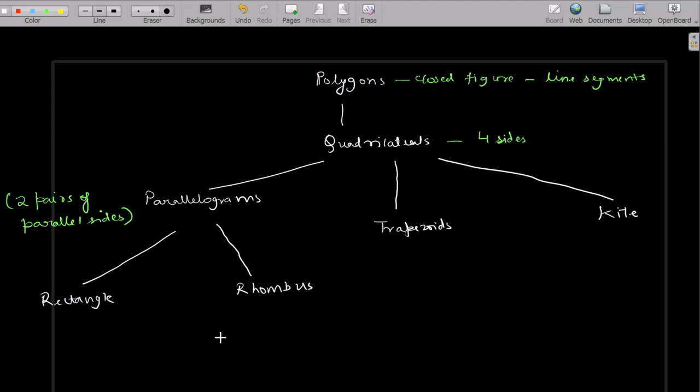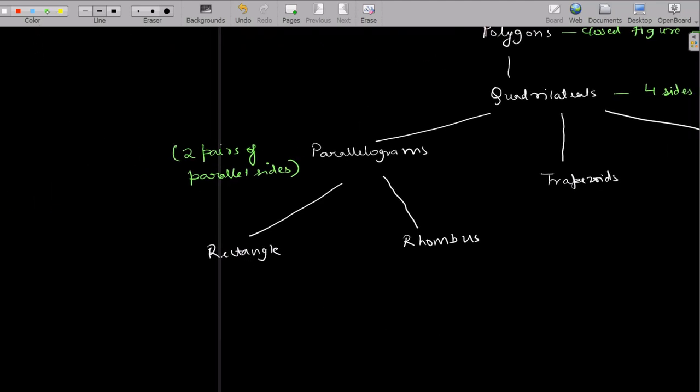Now, what's a rectangle? A rectangle is a parallelogram in which all the angles are right angles. I'm going to use this notation to write parallelogram: I'll draw two parallel lines. This is a shorthand notation. So a rectangle is a parallelogram in which all four angles are right angles.